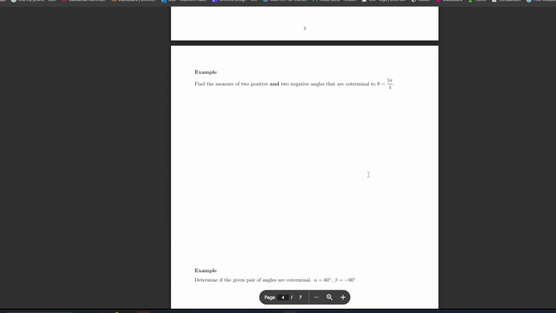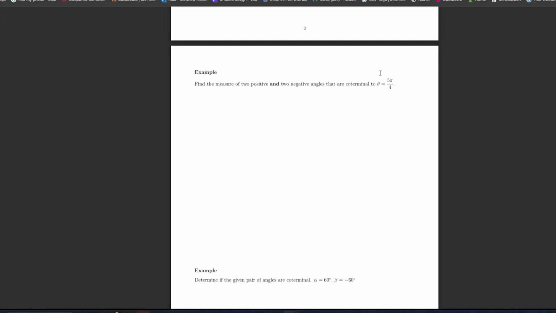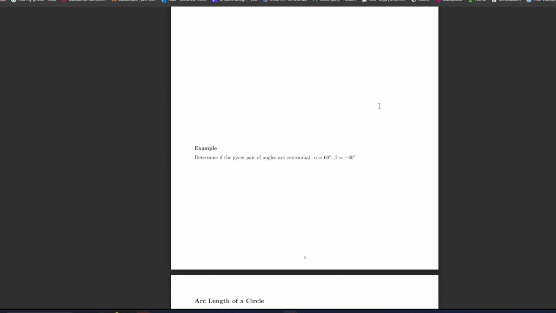So, as a nice example, finding angles that are coterminal to 5 pi over 4. Add 2 pi to 5 pi over 4, get your common denominators, do all that good work, and you'll get another positive angle. You want negative angles? Subtract 2 pi, you'll get negative angles. So play around with that. The same thing with the 60s and negative 60s. Are those coterminal? If they're coterminal, their difference should be an even multiple of 360. Find out if they are. Or draw them and look at them and see whether they are or not.